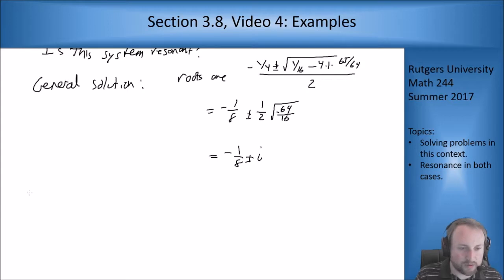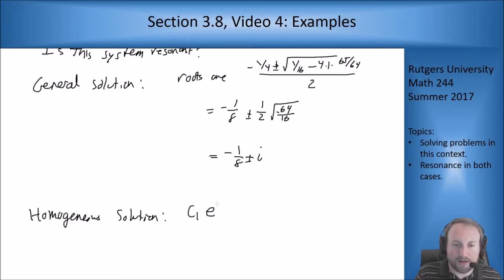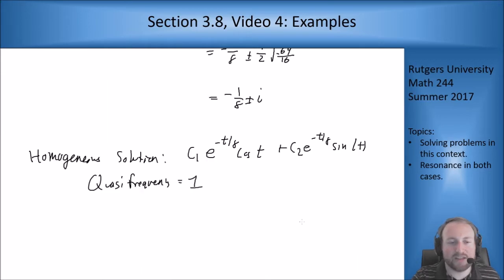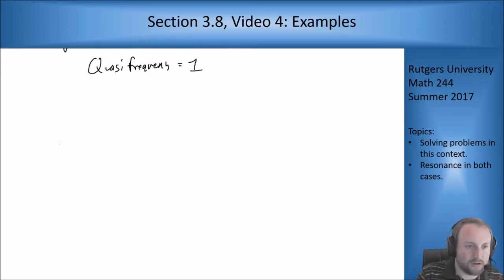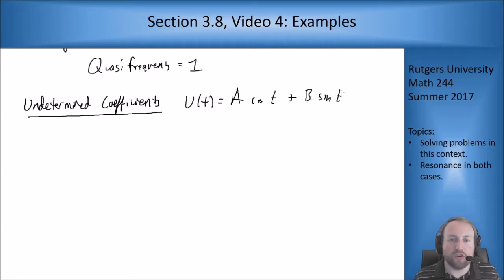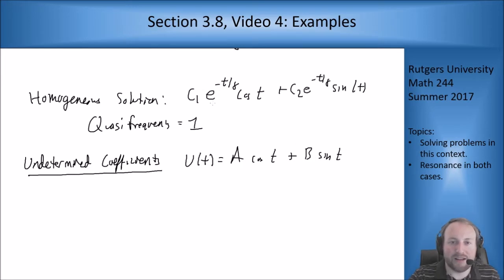which means my general solution to the homogeneous equation is c1 e to the minus t over 8 cosine of t plus c2 e to the minus t over 8 sine of t. This has quasi-frequency 1, because what's inside the cosine term times t is just 1. Now, if my right-hand side is cosine of t, I need to guess a solution and then use undetermined coefficients to solve it. I'll work out some of those details so you can see what they look like, and then I'll have Maple do a lot of the calculations for me. So undetermined coefficients: u of t equals a cosine t plus b sine t. Note that we don't need to put t's in front of these, because for our homogeneous case, our solutions are not cosine and sine. They are e to the negative t over 8 cosine and e to the negative t over 8 sine. So I don't need the extra t's in here because they don't match.